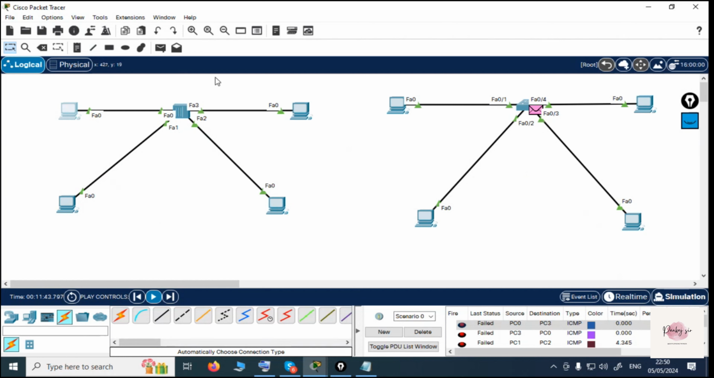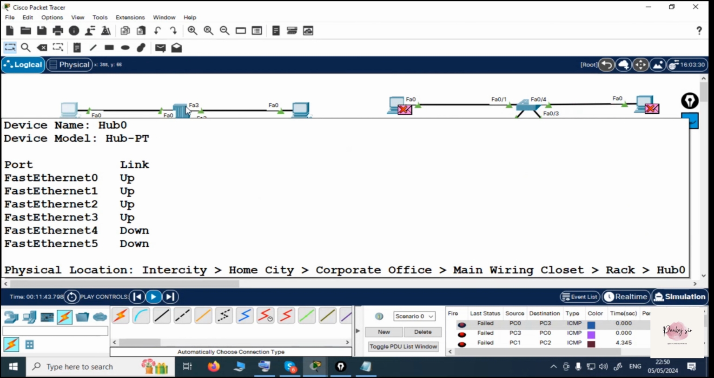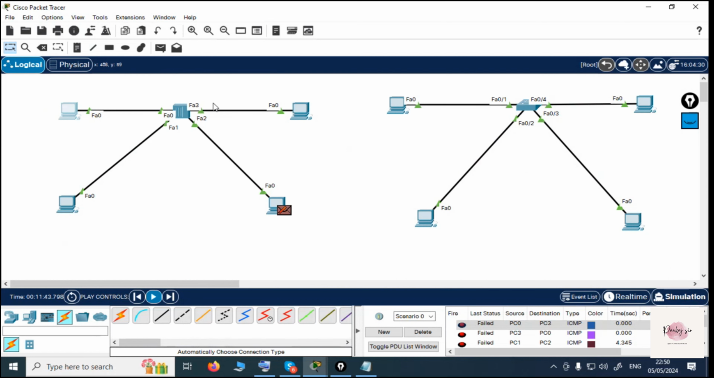So we have discussed the single broadcast domain of a hub. We have also seen what happens when all the devices, or at least two devices, send data at the same time. The data collides. Why? Because it is half duplex. Only one data can travel at a time. Getting my point? Now let's come to the switch.